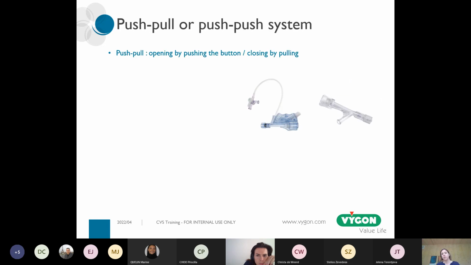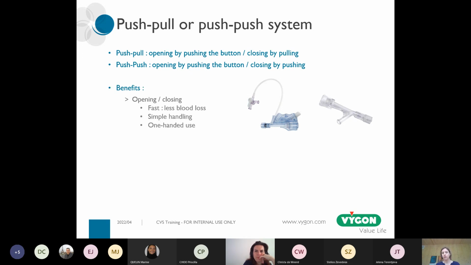Then you have other systems, like a push-pull system. You push to open and you pull to close. Or with the MyShell, you push to open and you push to close. This sort of Y connector has some benefits. All of these connectors have the same benefits.